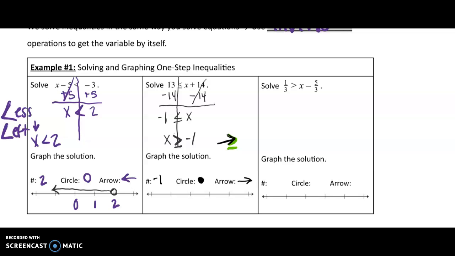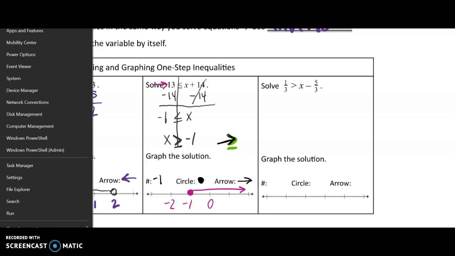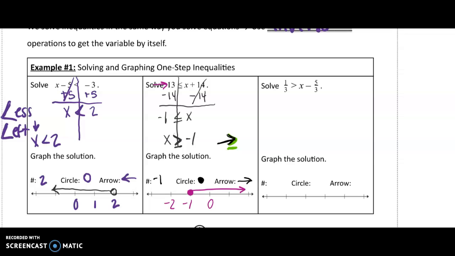So now I'm going to have 0, negative 1, negative 2. I have a closed circle at negative 1, and my arrow is going to the right. This is saying that every number, including negative 1, or larger makes this statement true. All right, let's do another example.